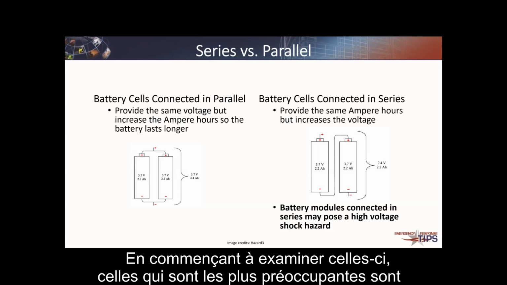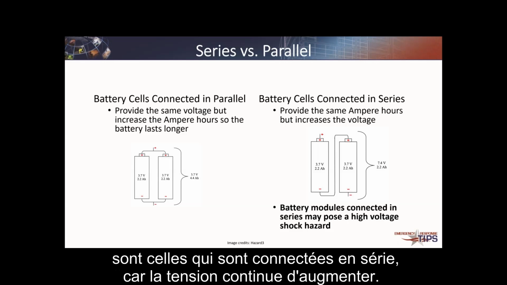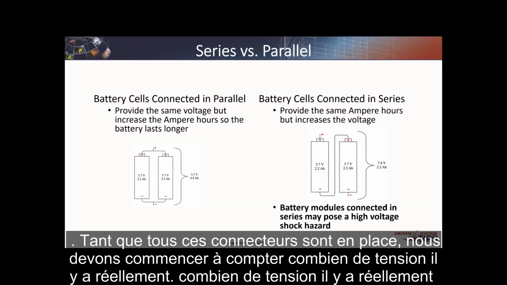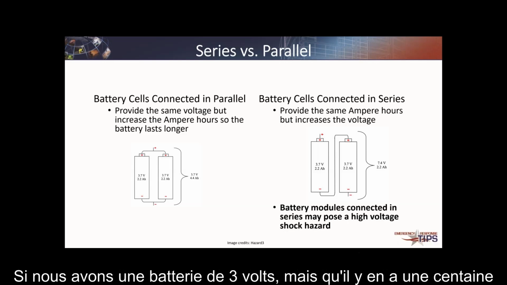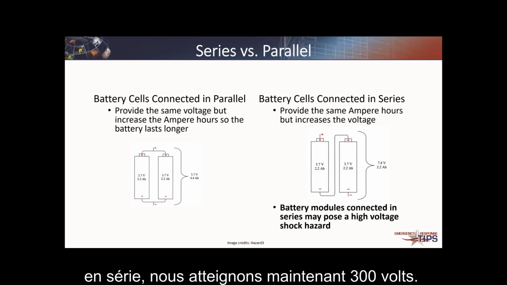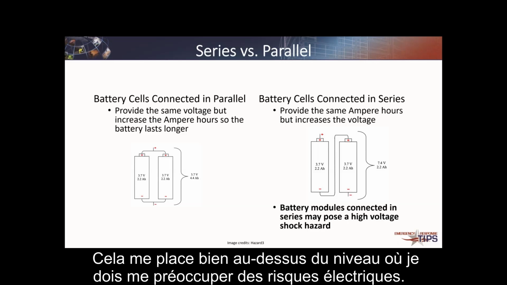As we start looking at those, the ones that worry me the most are the ones that are connected in series, because that voltage continues to increase. And as long as all those connectors are in place, we have to start counting up how much voltage is really there. So if we're looking at a battery that's got 3 volts, but there are 100 of them in series, now we're at 300 volts. And that puts me well above where I have to worry about a hazard from electricity.